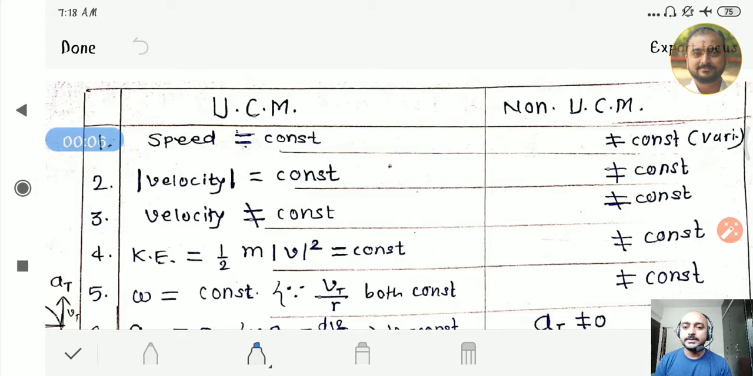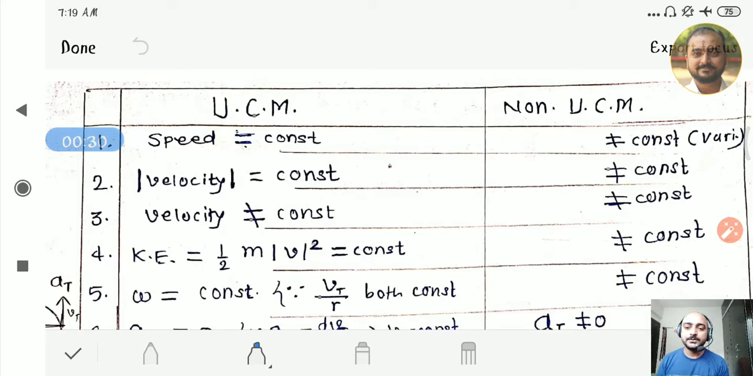Today we are going to discuss the chapter Rotational Dynamics from Standard 12th. This is our second lecture. In the first lecture we discussed the introduction of rotational dynamics. In this lecture we start with the point: distinguish between uniform circular motion and non-uniform circular motion.